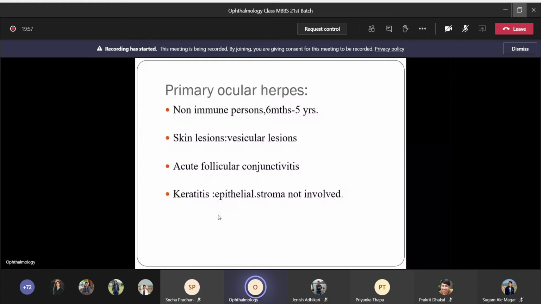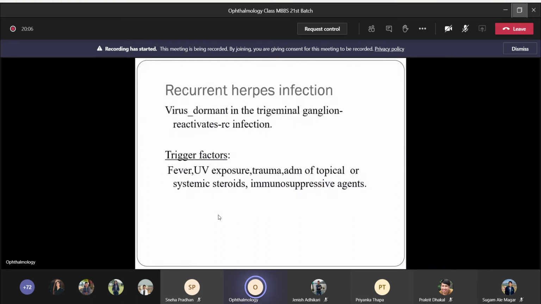So recurrent herpes infection occurs whenever the virus, which is dormant in the trigeminal ganglion, reactivates, and that causes the recurrent infection. Okay, so you'll have to remember that for the recurrence to take place, the virus which has been lying dormant in the trigeminal ganglion gets reactivated due to various trigger factors like fever, ultraviolet exposure, trauma, administration of topical or systemic steroids, and immunosuppressive agents. Okay, so these are the trigger factors which cause the reactivation of the virus, and that leads to recurrent infection.